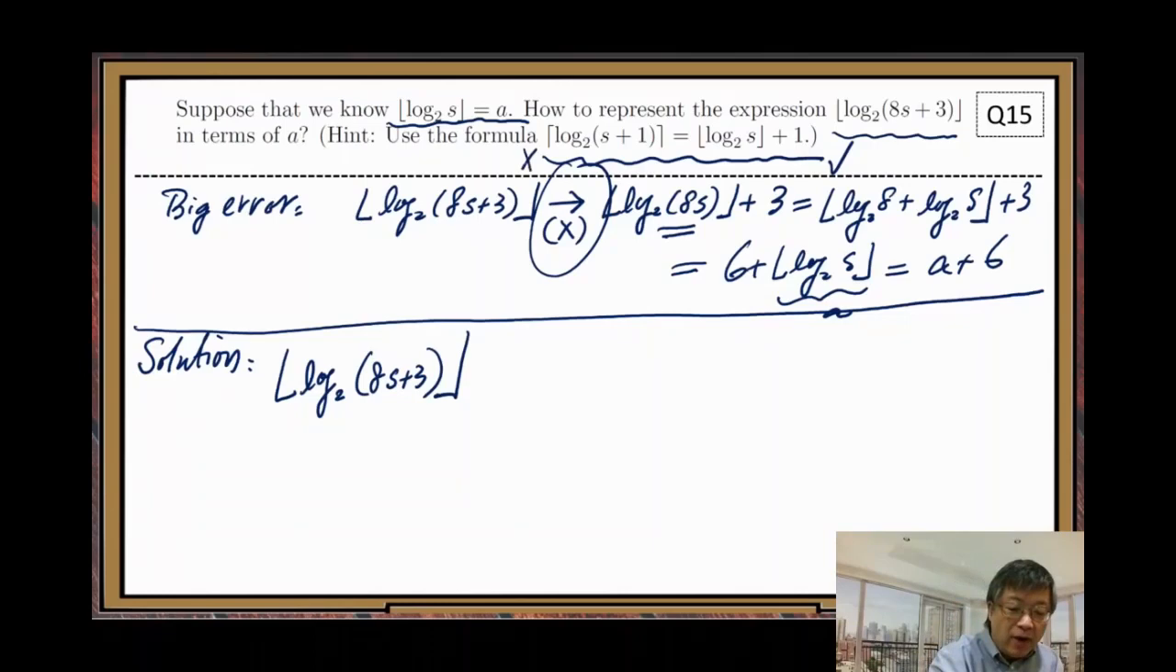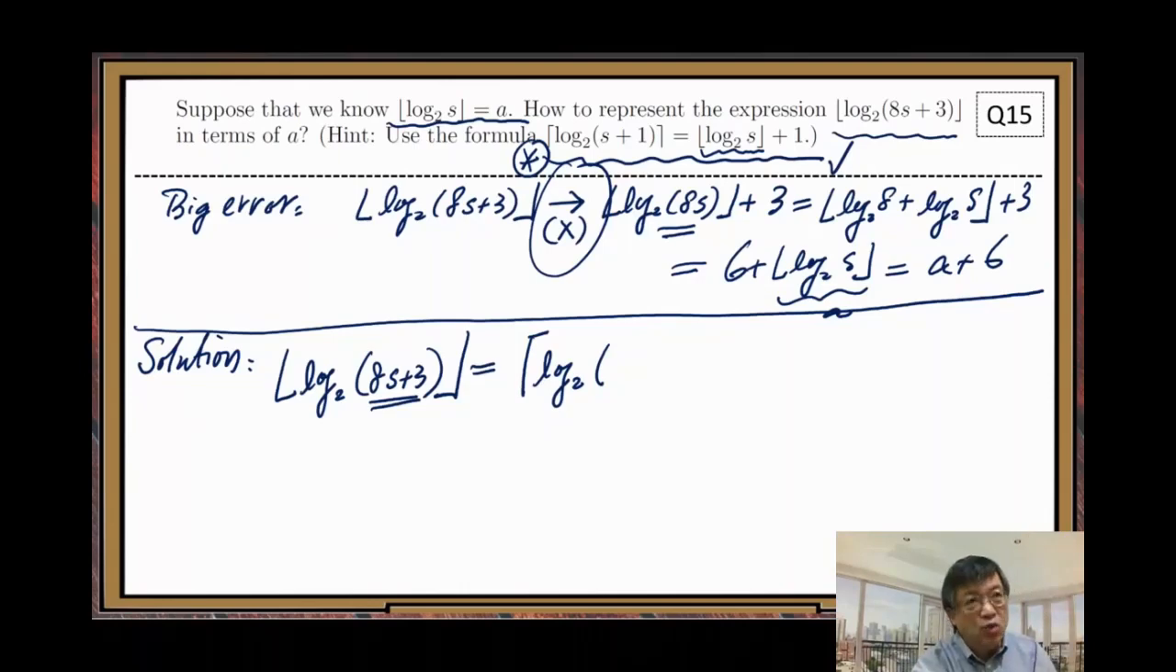Remember our key formula, that one. Here we have the floor function representation, right? We apply this formula the first time. We will switch from the floor function expression to the ceiling function expression. That is, we just subtract 1 on both sides, right? To get a ceiling function expression, ceiling function, okay? Base 2, but this whole thing plus 1, whole thing plus 1. So what is that? 8s plus 4. How about that?